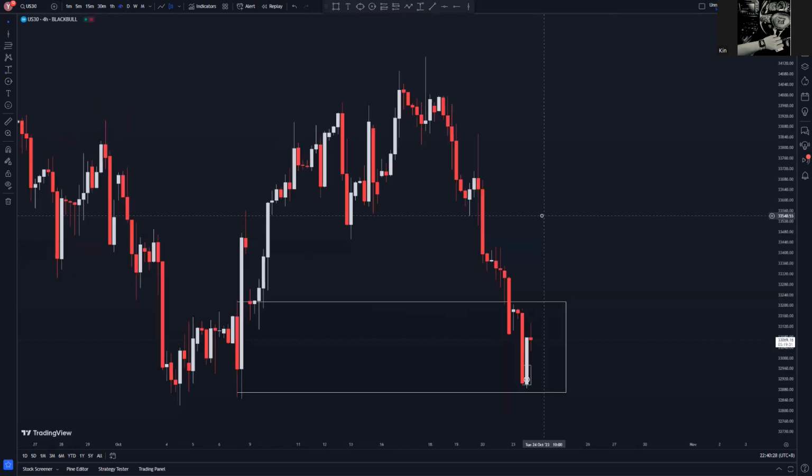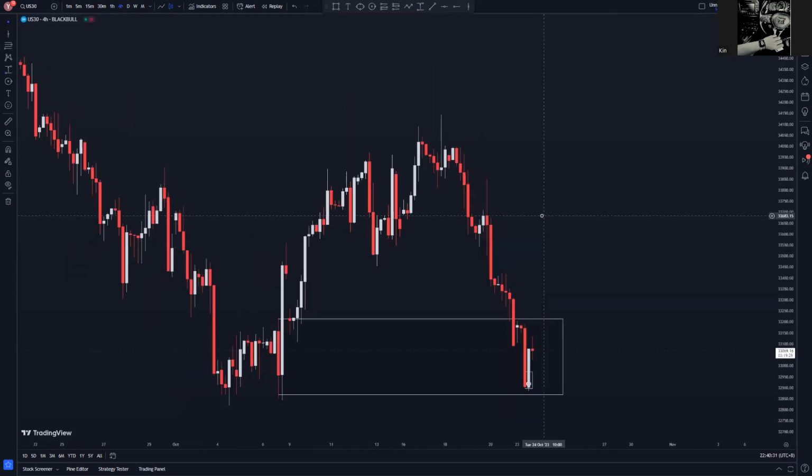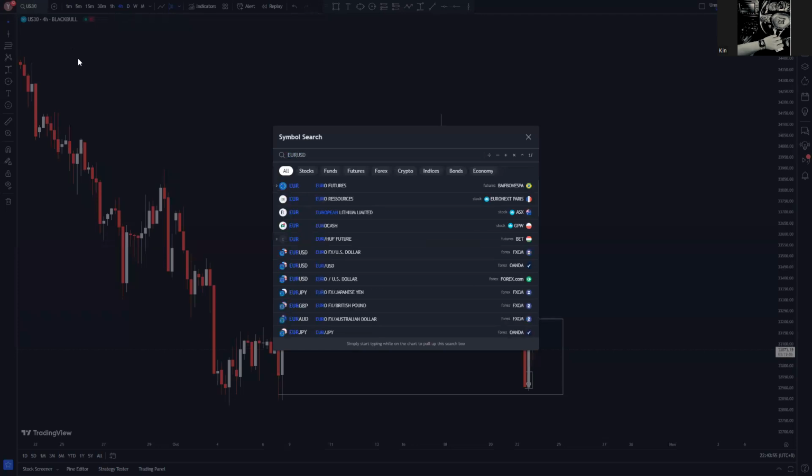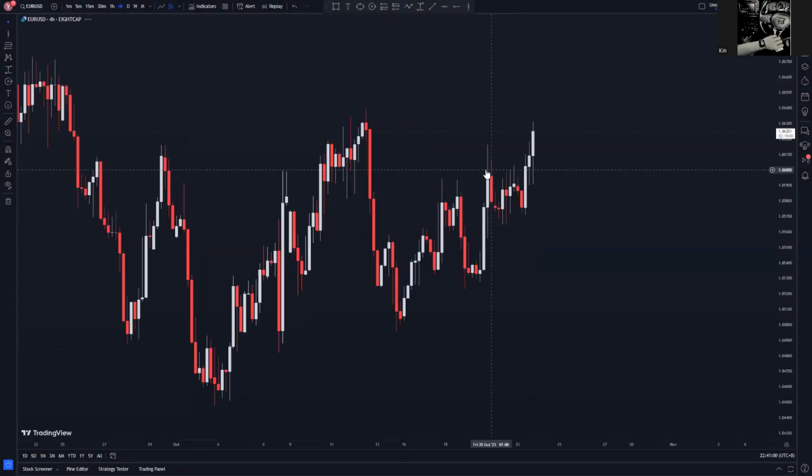Instead of US30, what are the other pairs? Oh, you guys just trade indices and gold, is it? Yeah. Oh yeah, Euro USD. Okay, wait. Let's go to Pon Yen. All right. Let's go to Euro USD. Euro USD. Let's go to ACAP.